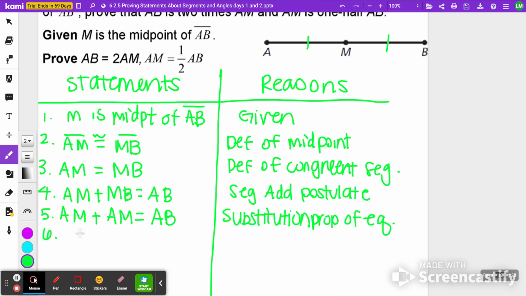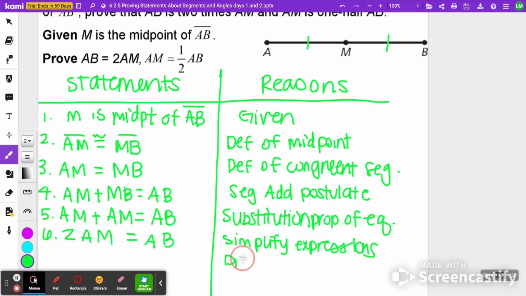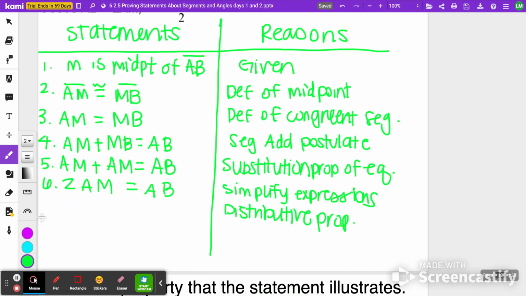Line 6 then can now be, we have 2 AMs that are equal to AB, and we can use that with either the simplifying expressions. So you could even say simplify expressions, but mainly this is the distributive property. Okay. Since we know that, prove one more thing.